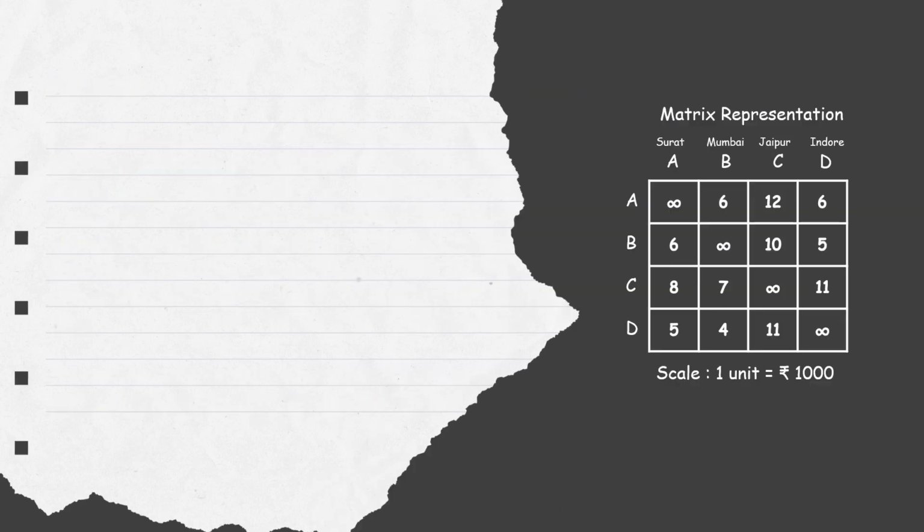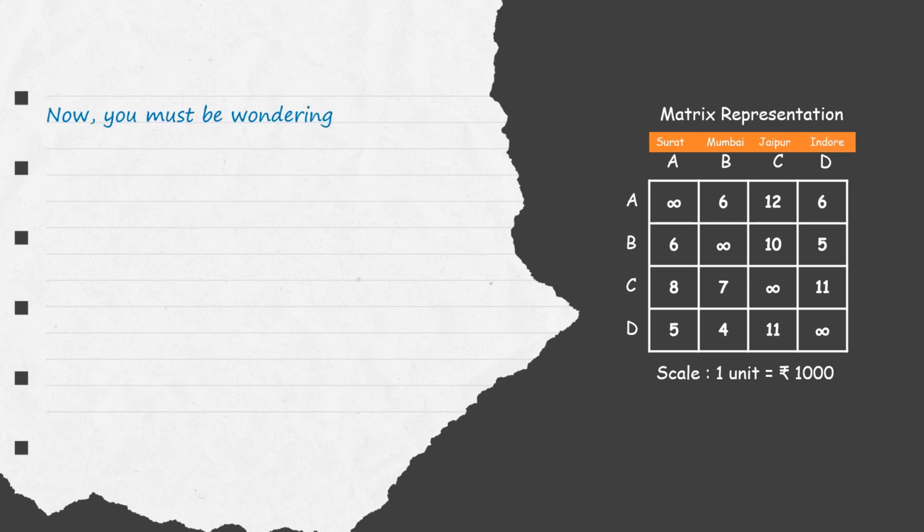This is the matrix representation of the problem. This has already been explained in detail in our last video. Here, 1 unit is equal to 1000 rupees. The city Surat is denoted by the letter A, Mumbai by B, Jaipur by C and Indore by the letter D.